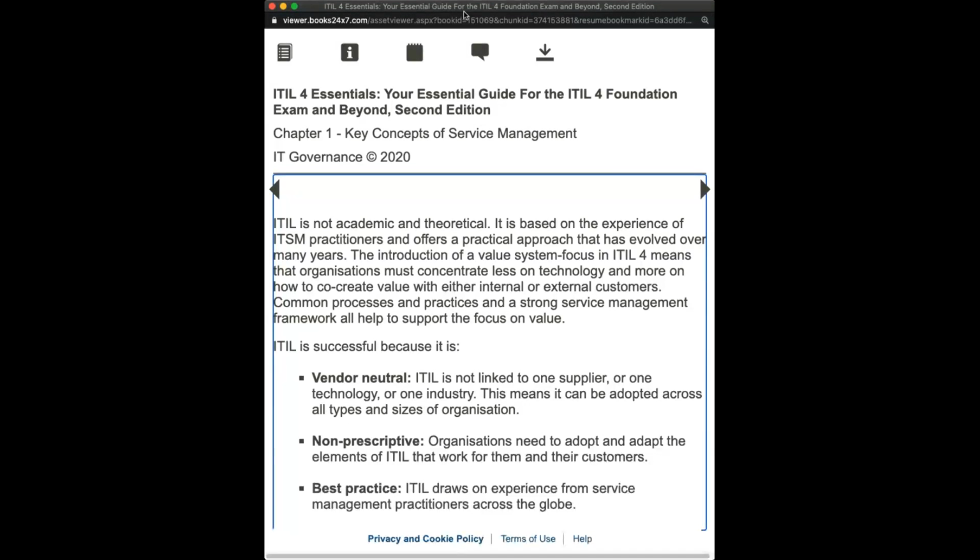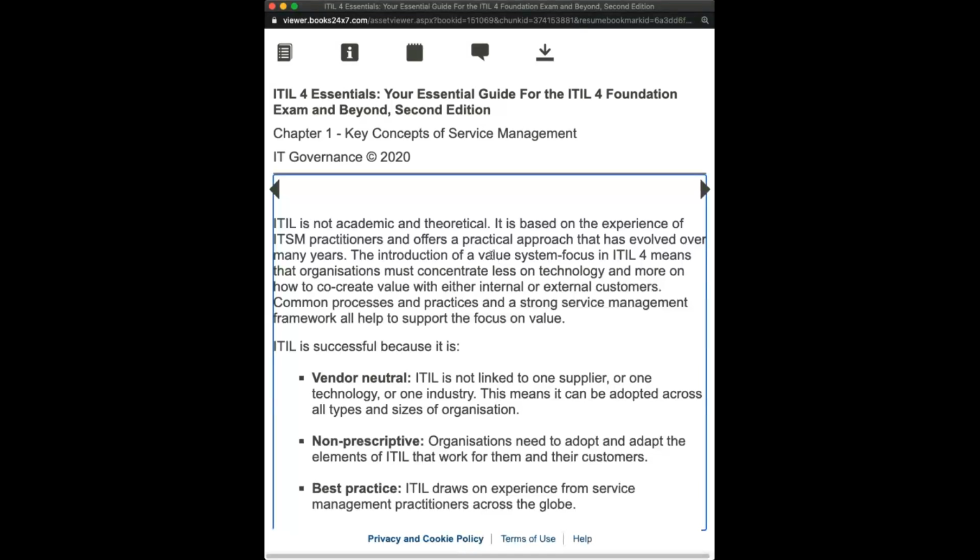Okay, another reminder that ITIL is not academic and theoretical. It is based on the experience of ITSM practitioners, the people who are working in the industry. It offers a practical approach, which is very good, instead of always being theoretical, and it has evolved over many years.